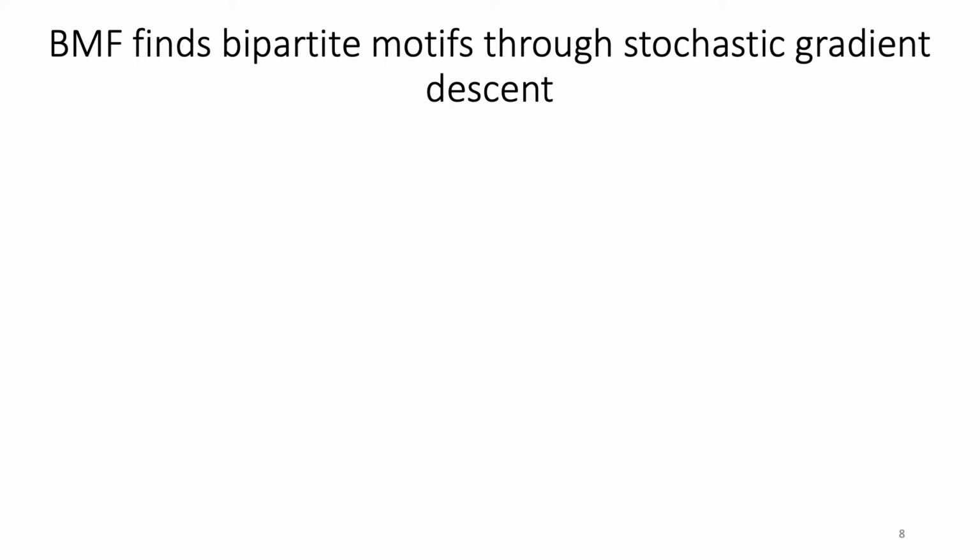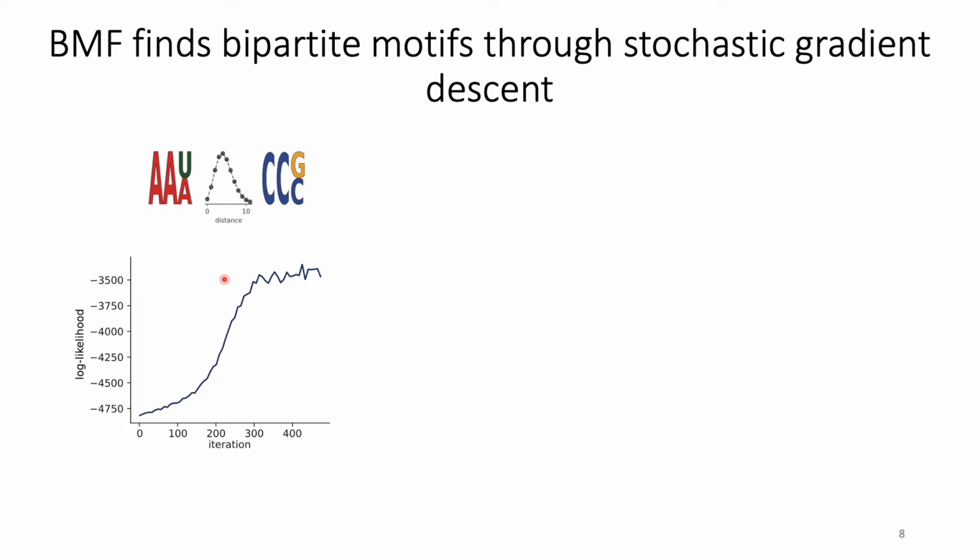And to show you roughly how it works, I simulate data which is enriched in this type of motif, so we have AAA or AAU for the first k-mer, CCC or CCG for the second one, and such a distance distribution between them, and random sequences as a background. I see that the log likelihood increases as we expect throughout the optimization in each iteration, and then plateaus when the model has been learned.